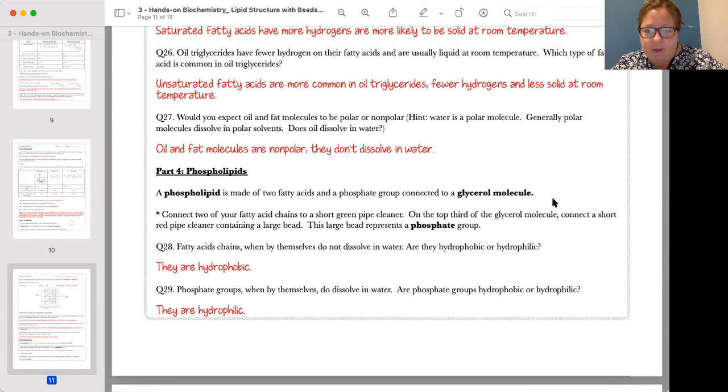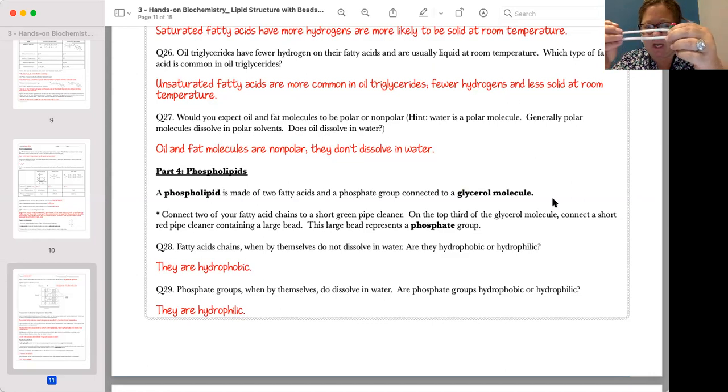Now let's talk about a phospholipid. A phospholipid is made of two fatty acids and a phosphate group. So let's make one of those. I'm going to take off one of my fatty acids, and I'm going to get a little pink bead here. This represents my phosphate group. I'm going to put that there and twist it to the side like this. So now I have a phospholipid. I put a phosphate group on it, and then I still have two fatty acids.